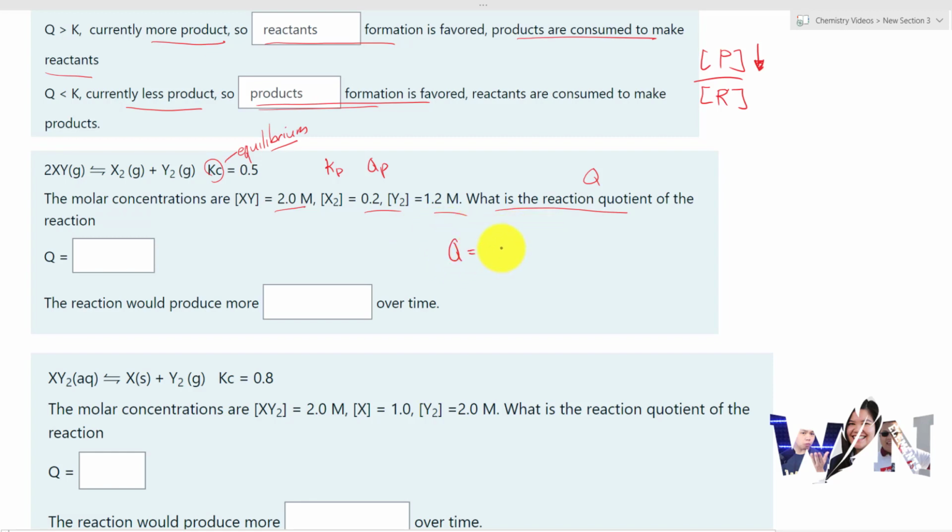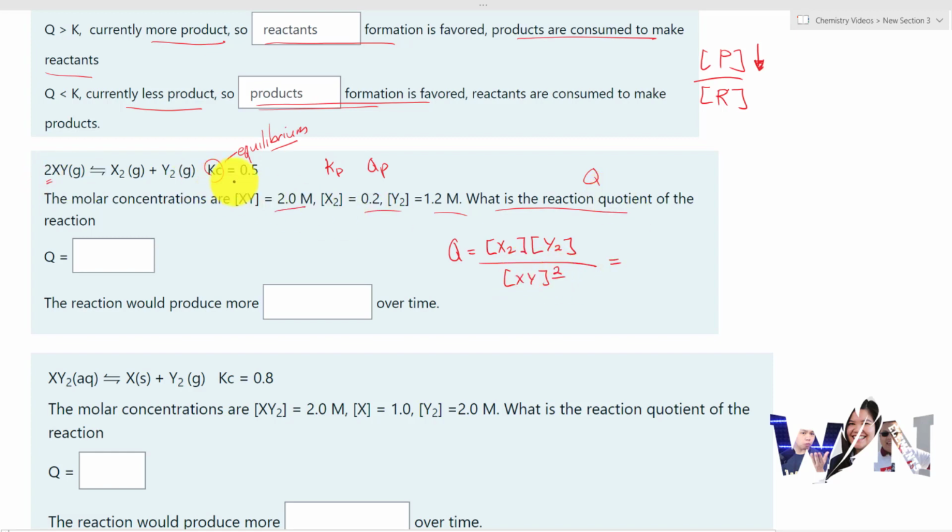Q, again, is just the same way we write for equilibrium. We just ignore solid and liquid. There you go. See how I just write it out like this? And you don't see any superscript or exponent because there is no coefficient over here. Over here, we have x, y to the square because of the coefficient right there.